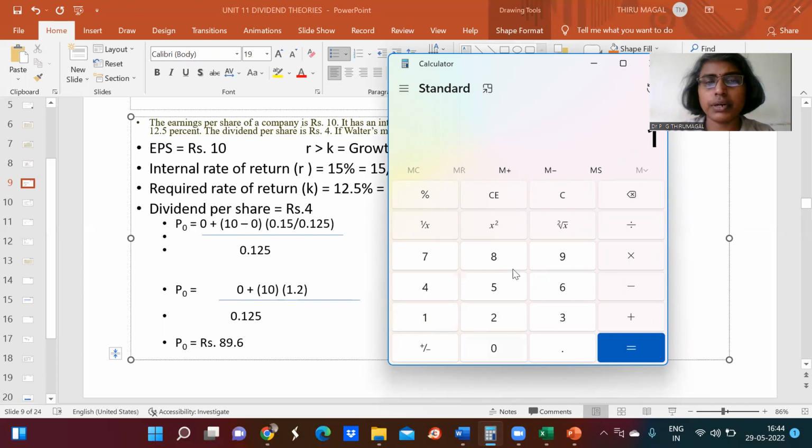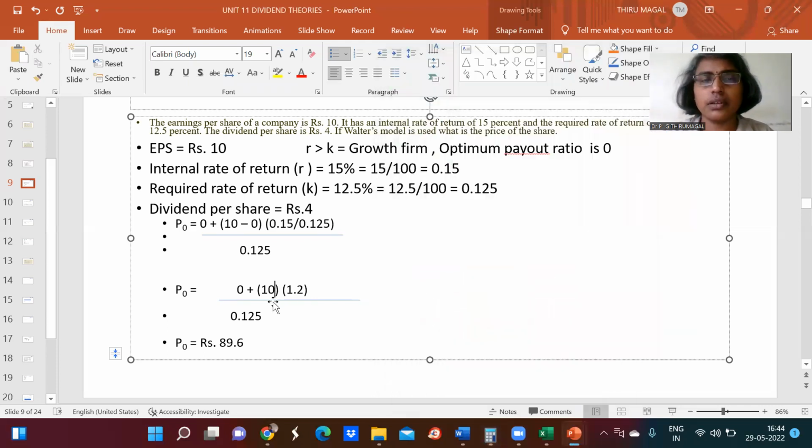Sorry, 12 divided by 10 into 1.2 is 12. 12 divided by 0.125, the value is 96. So the share price you are getting is 96. If they go as per the rule of R greater than K, then the optimum payout ratio should be 0. In that case, the share price is 96.